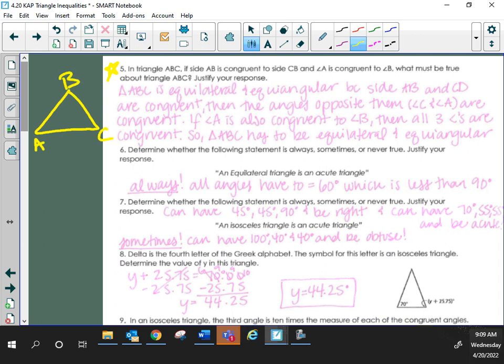Okay, it says if AB is congruent to side CB. AB is congruent to CB. I just put those tick marks to mark the congruence. Y'all good with that? Okay. AB is congruent to side CB, and angle A is congruent to angle B. So angle A right here is congruent to angle B. So those two are the same. We need to figure out what must be true about triangle ABC. We're just trying to find some facts, some truths about that.